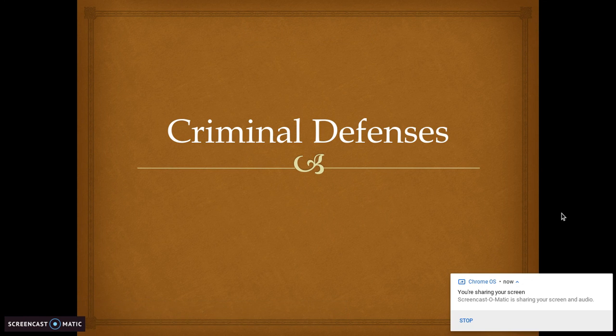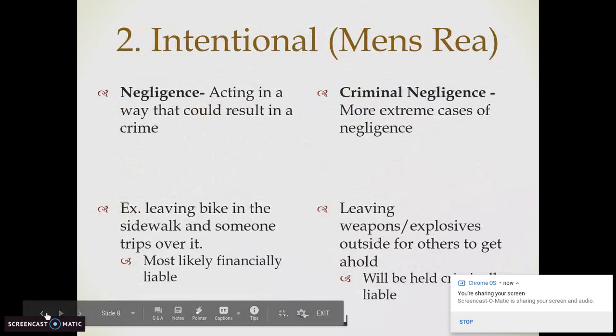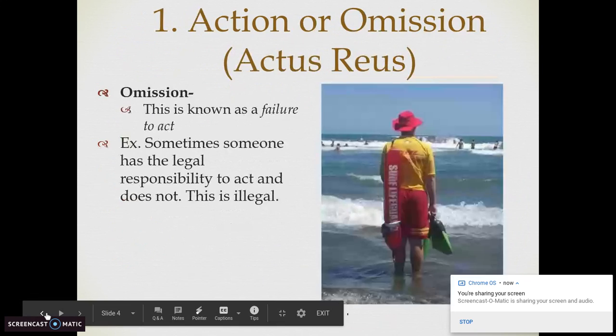Today we're going to be simply talking about criminal defenses. Okay, so kind of just rewinding a little bit, for class yesterday, the day before, you were able to watch a screencast that talked about the 5 components of what a crime is. Okay, and so just quickly review those.